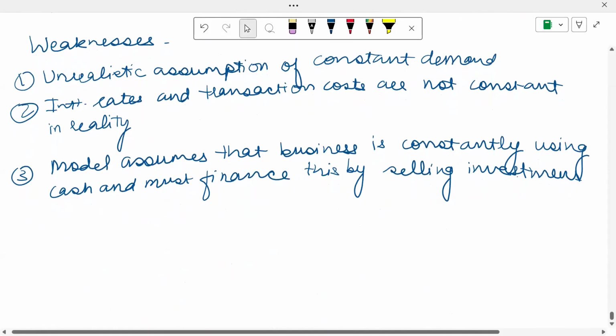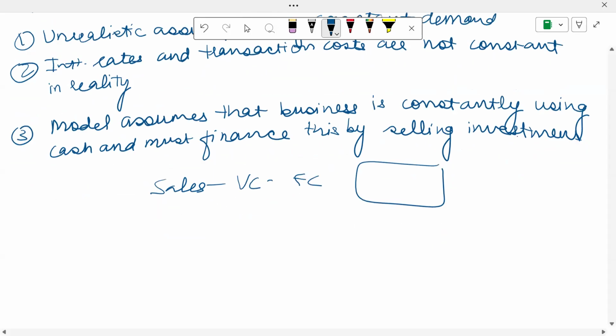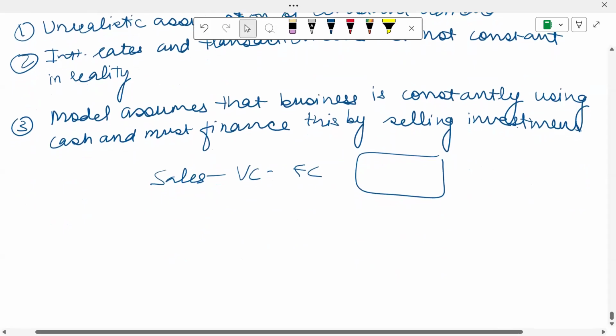So this is again a weakness, because it's not necessary that a business will always finance any cash requirement through selling short-term investments. Any good, worthwhile business will at some point in time generate cash rather than burning it. Because of the sales that you're making, even after you subtract your variable cost and your fixed cost, you will still be left with money. It's not always that a company will continue to burn money. So these are the weaknesses.